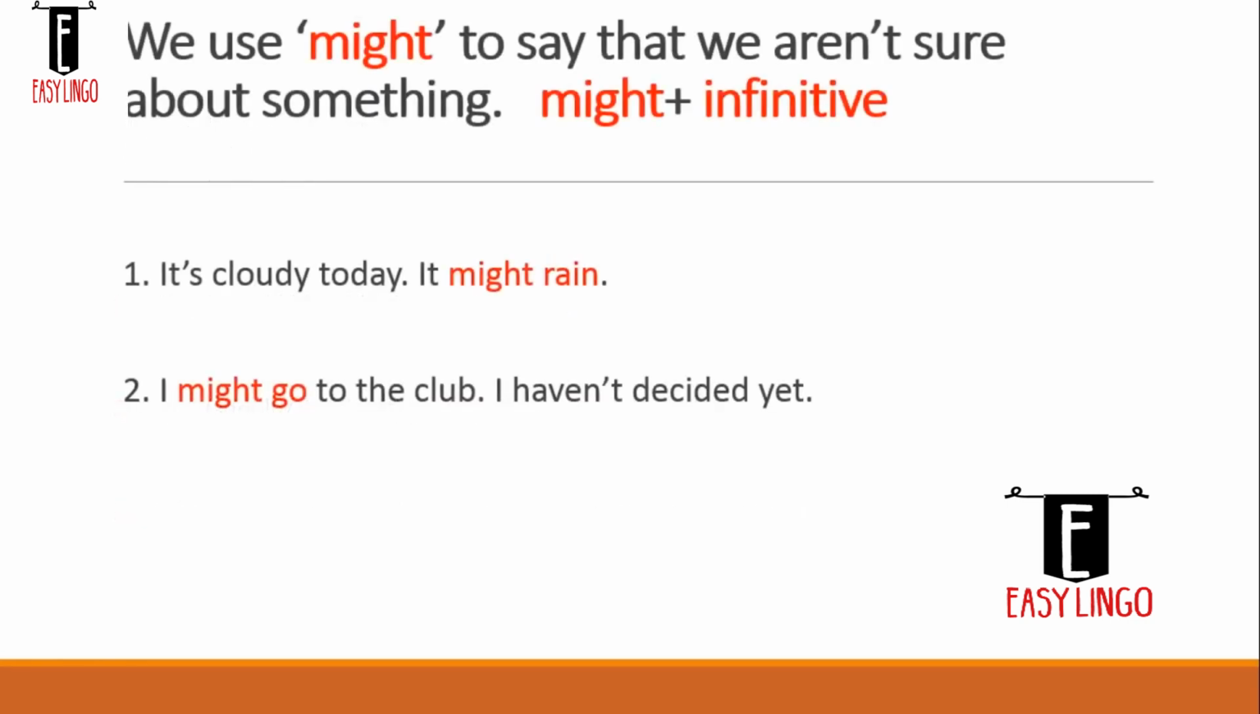Another modal verb is might. We use might to say that we aren't sure about something. Might is followed by an infinitive verb. For example, it's cloudy today. It might rain. We are not sure. Number 2, I might go to the club. I haven't decided yet. I'm not sure about it. I might go to the club.